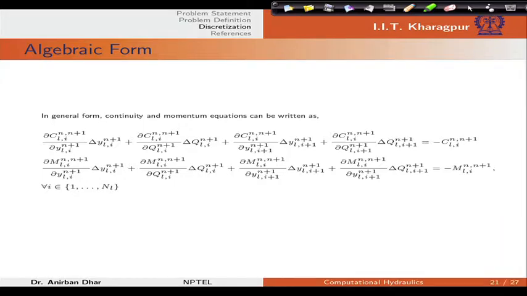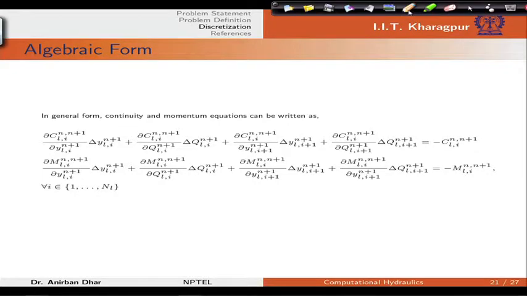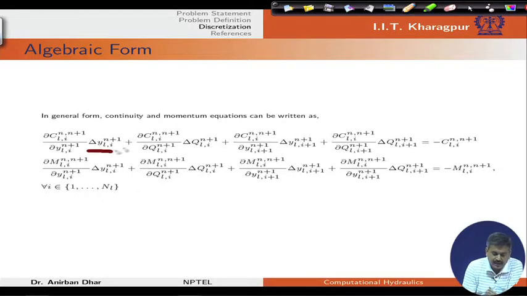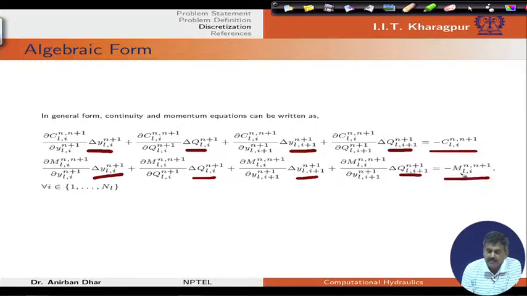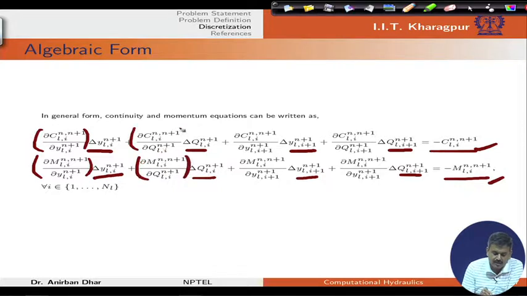If we have the equations from segments, we can write it in general form in the format of Newton-Raphson. So, these are increment values, and this is minus residual for momentum, minus residual for continuity, and these are the coefficients. Coefficients are essentially elements of Jacobian matrix.